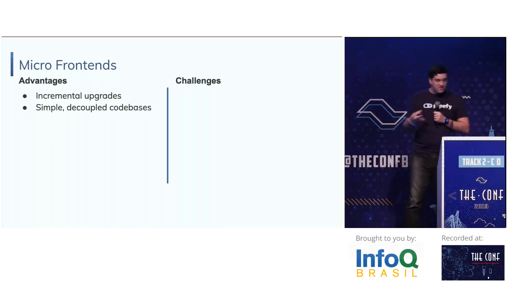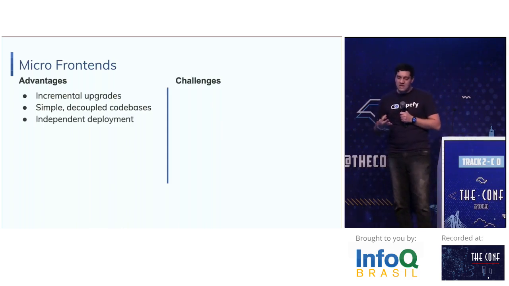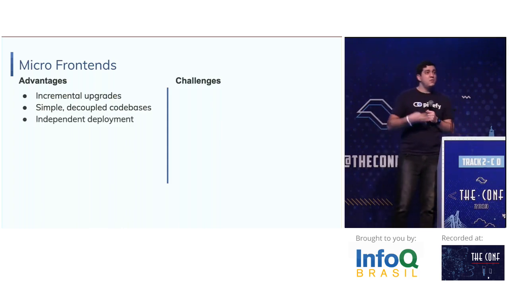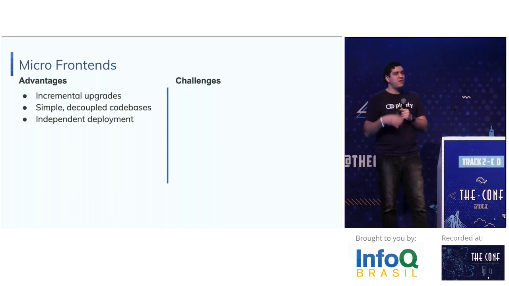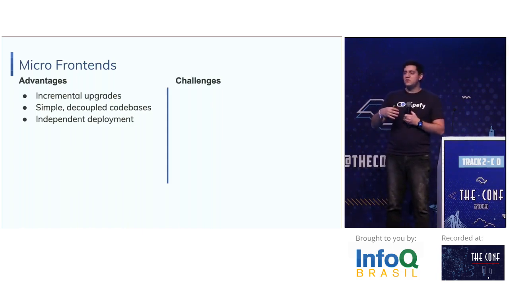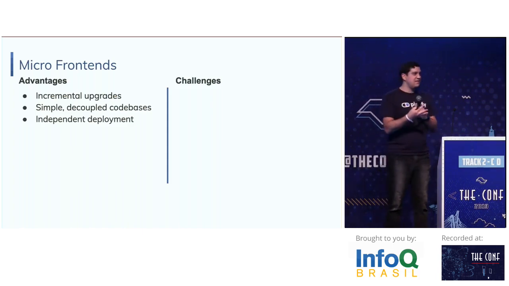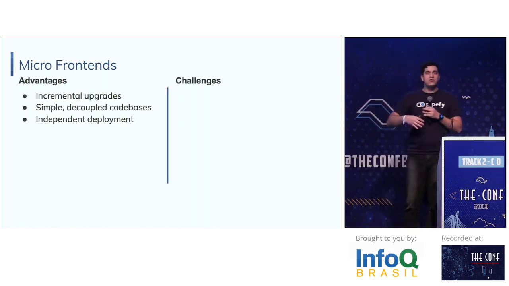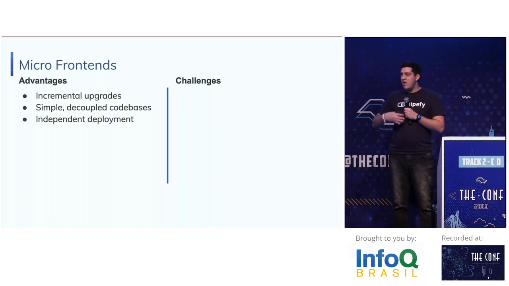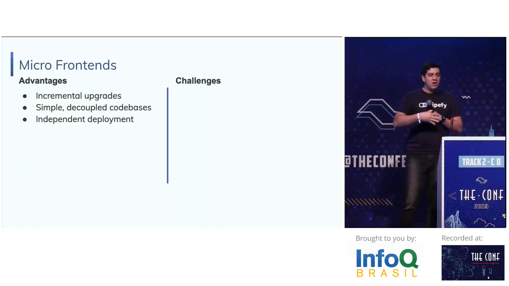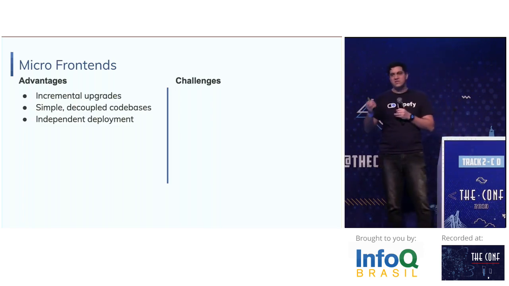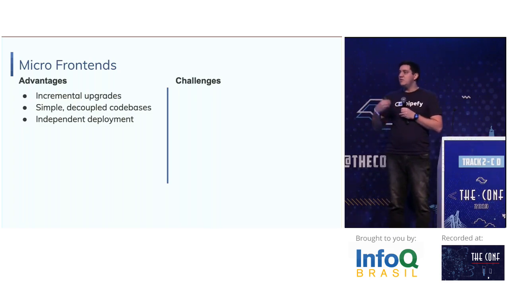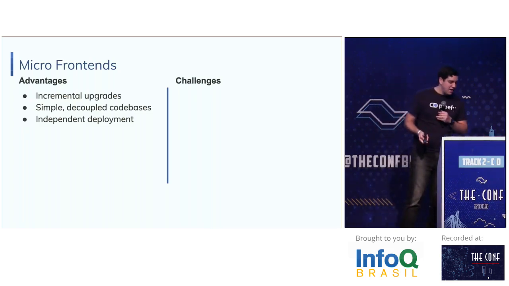Another advantage, which is one of the ones that I like the most, is that you can do independent deployments with micro-frontends. If you want to update your header, like I said, or you want to change a small part of your code, you don't need to deploy everything. You don't need to compile all your code just to change a small part of it. So you can do independent deployment.